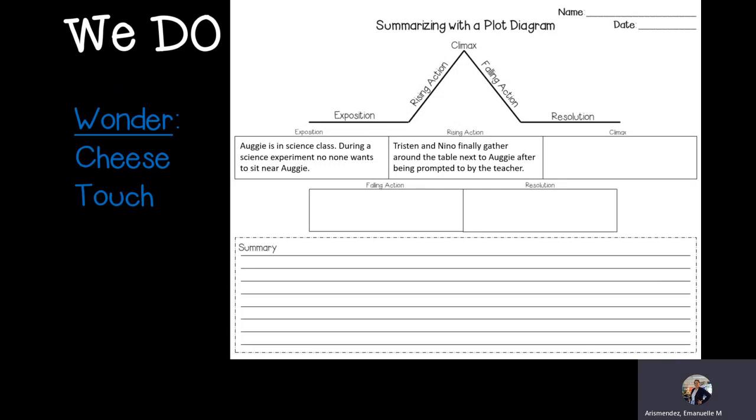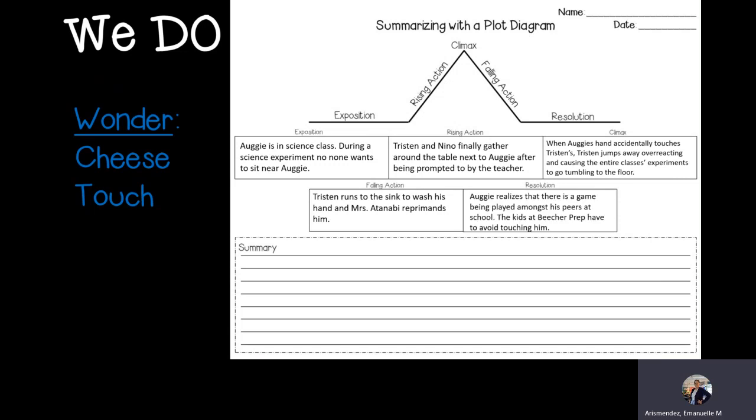So the climax. What was the climax? What was the most exciting part, the most important part? When Augie's hand accidentally touches Tristan's, Tristan jumps away, overreacting and causing the entire class's experiments to go tumbling to the floor. What was the falling action? What led us to the end of the story and to our resolution? Tristan runs to the sink to wash his hand, and Mrs. Adanabi reprimands him. And finally, how did everything end up? Augie realizes that there is a game being played amongst his peers at school. The kids at Beecher Prep have to avoid touching him.